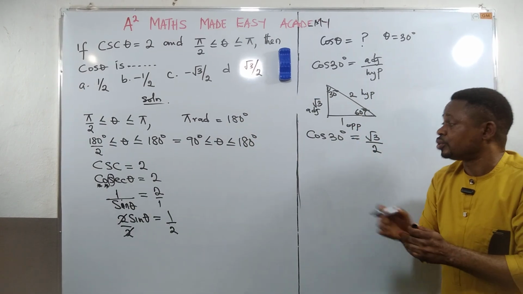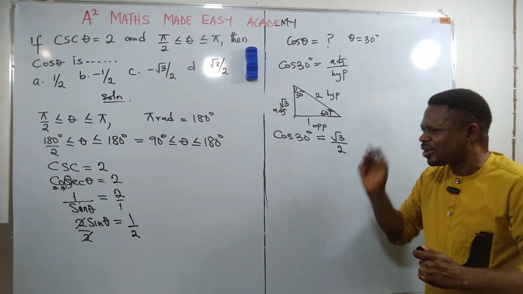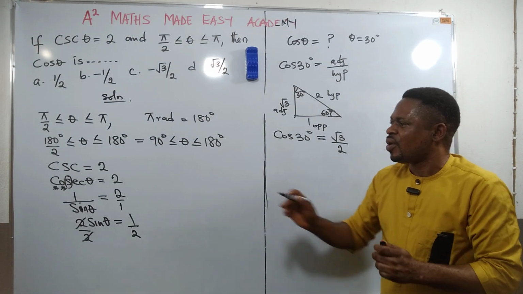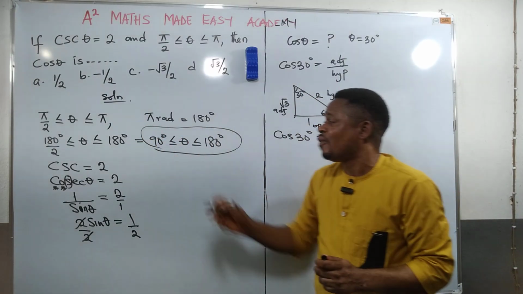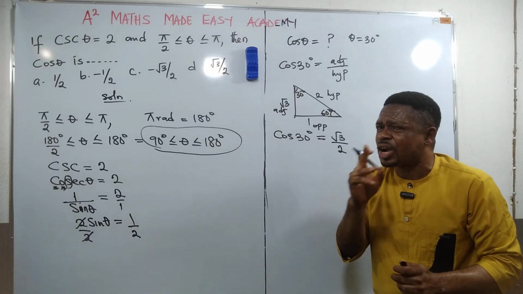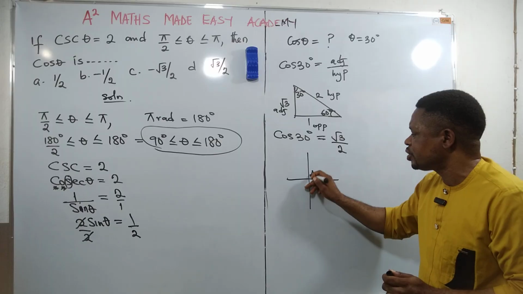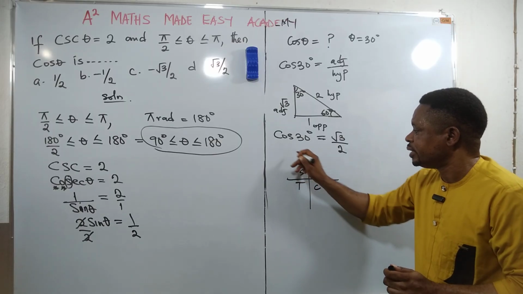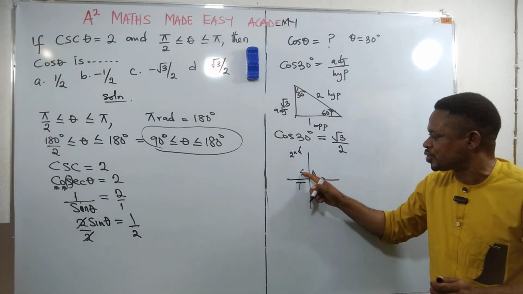Don't be in a hurry to just conclude that the answer is square root 3 over 2. Let us consider the angle that it falls on. Watch this. This is the angle that it falls, which means it falls on the second quadrant. Don't forget what I said in my last video: All Students Take Coke. This is called the second quadrant.